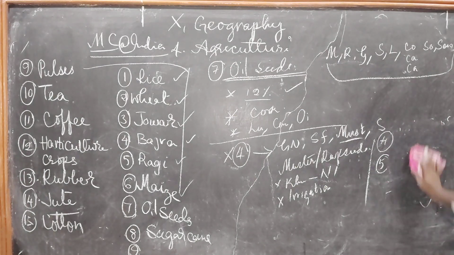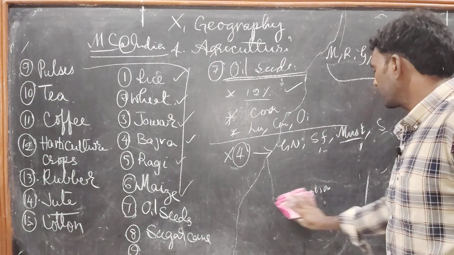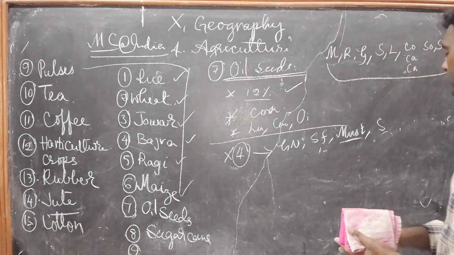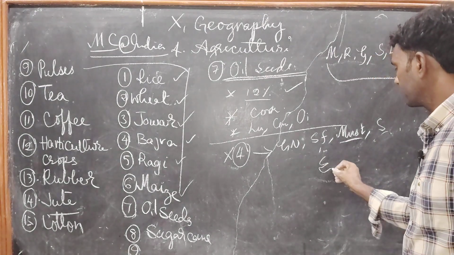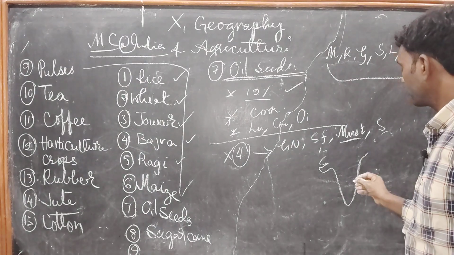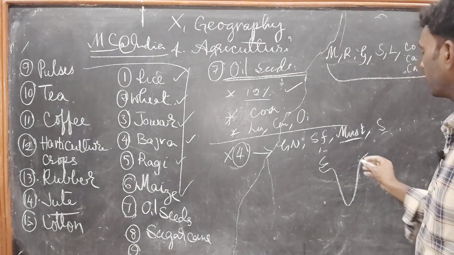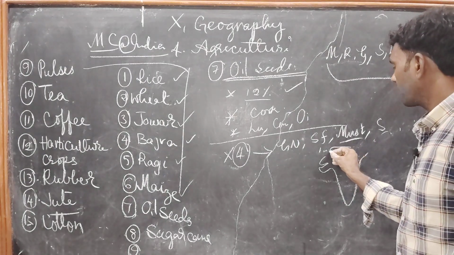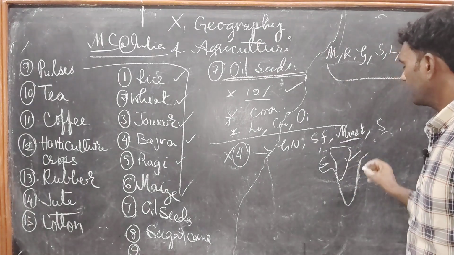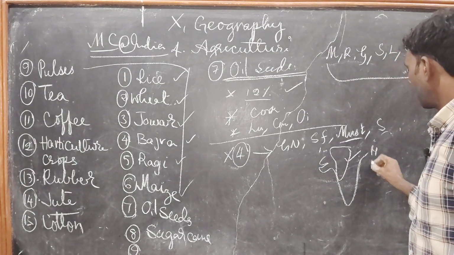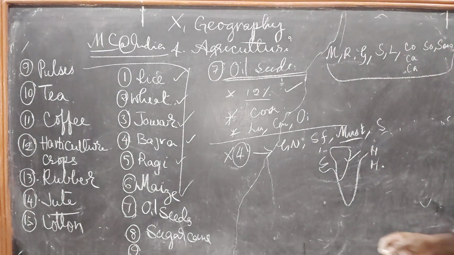Coming to soybean. 90% of soybean is cultivated in 2 states. What are those? Madhya Pradesh and Maharashtra. That's it.